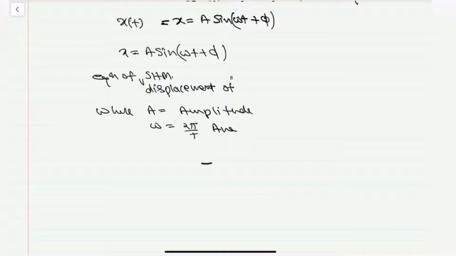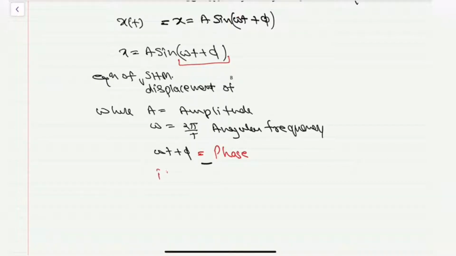This is called angular frequency, and the quantity omega t plus phi, that is the angle of sine, is called the phase. If in this case t is equal to 0, the phase becomes 0 plus phi, which is equal to phi, and this is called the initial phase.